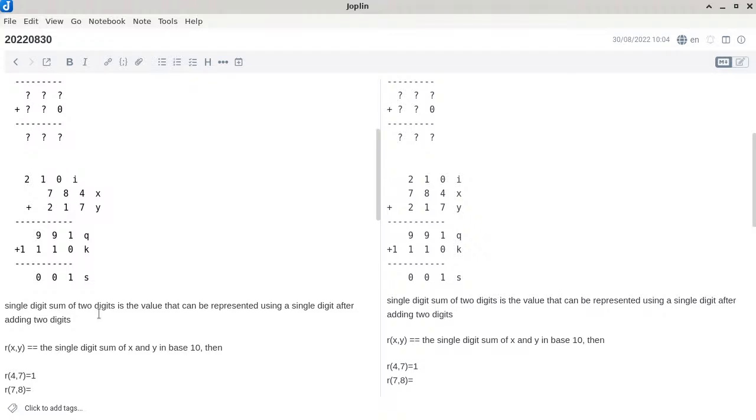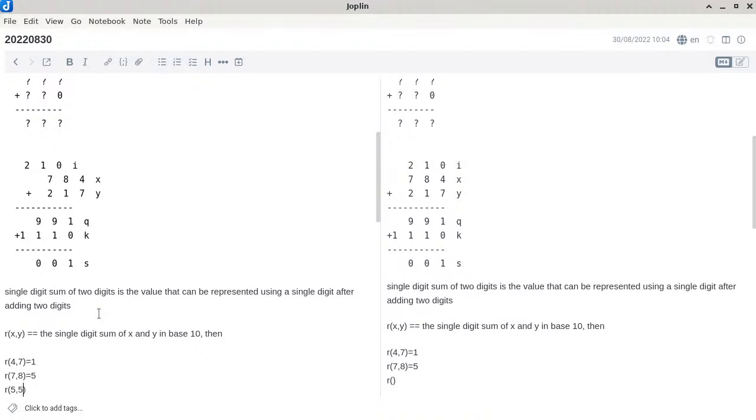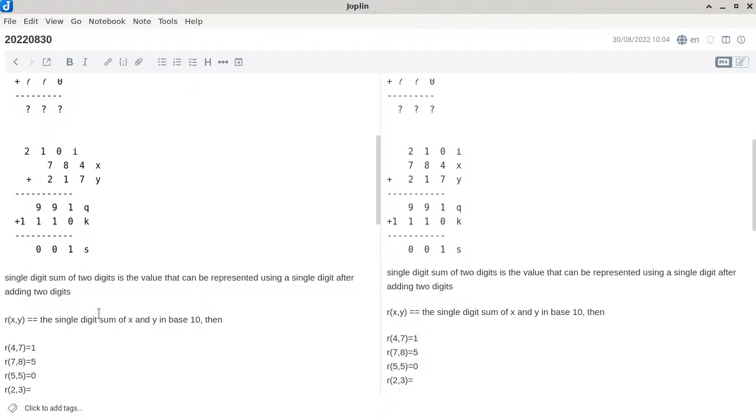5, exactly. So I'll give you guys one more example, and then we can move on. What about this in base 10? If I were to add 5 and 5, what is the single digit sum of that addition? 0. It would be 0, exactly. Okay, very good. And then one more, just a simple one like that.